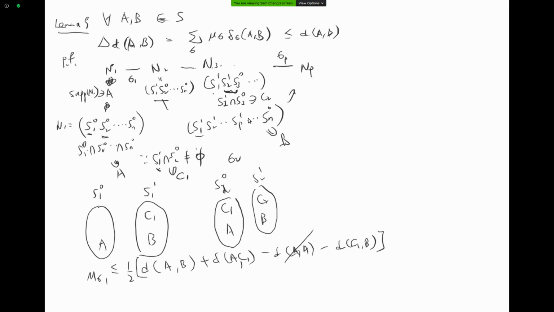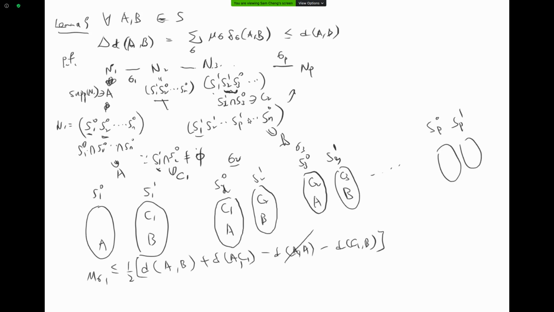So you see the pattern here. I can continue to construct this for sigma 2, and for sigma 3 I can find S30 and S31, where one contains C2 and A, and the other contains some C3 and B, something like that. All the way up to the very end, we will have SP0 and SP1, where SP0 will contain a CP and also an A, and might contain B, something like that.